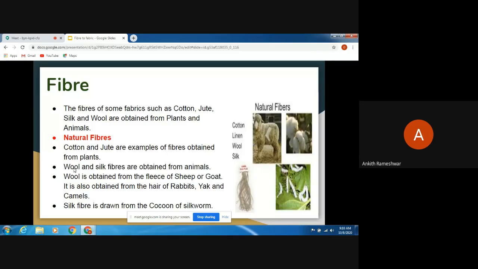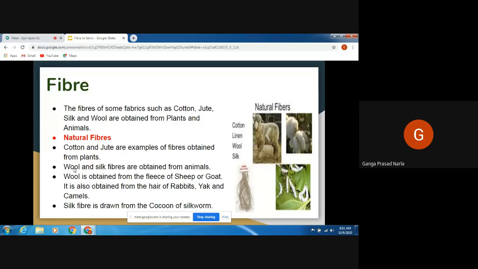Sir, what is that? There is a fourth picture. What is that white color? Silkworm. It is an insect, an animal. Okay, I will show. Don't worry. We'll discuss it in the next concept.